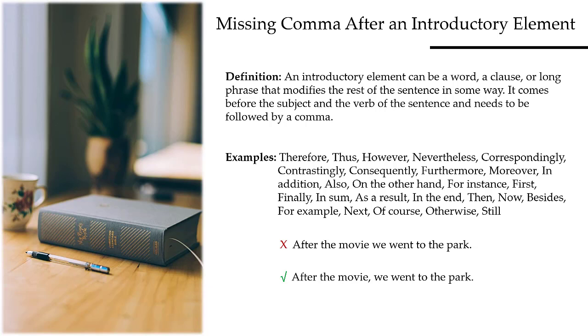So here's an example that's missing a comma after the introductory element. After the movie, we went to a park. Introductory elements should be set off by commas, and after the movie adds detail to the sentence. The sentence is a complete thought with we went to the park. We're just adding detail to say when that occurred. So the correct sentence should be after the movie, comma, we went to the park.